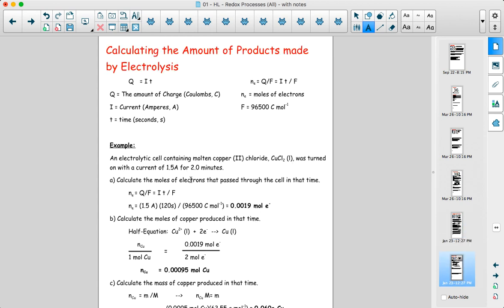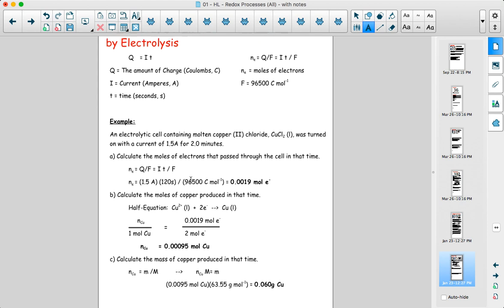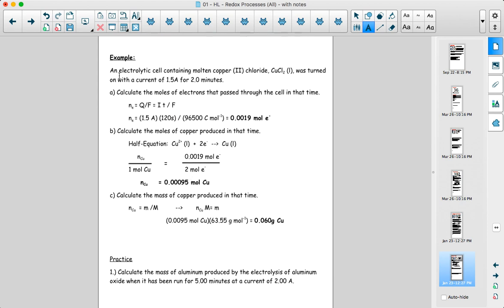To see a specific example, like a stoichiometry example, here it is right here. You've got an electrolytic cell that contains molten copper 2 chloride, CuCl2, and it's run with a current of 1.5 amps for 2 minutes. First step, calculate the moles of electrons. So that's current times time divided by Faraday's constant. 1.5 amps times 120 seconds, so convert the minutes to seconds, divided by Faraday's constant gives us 0.0019 moles of electrons.